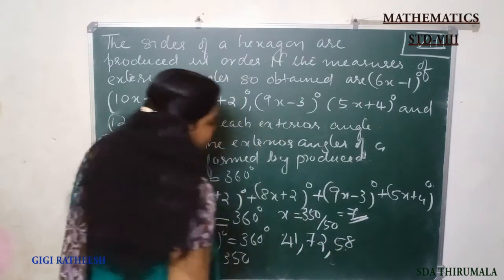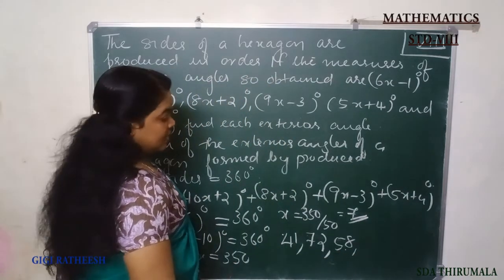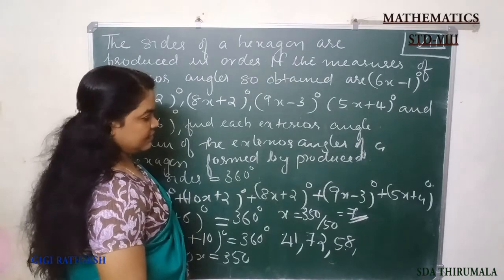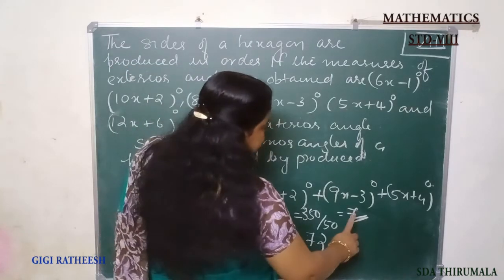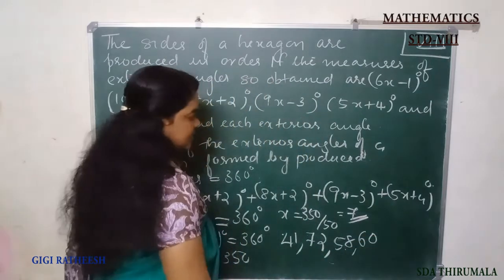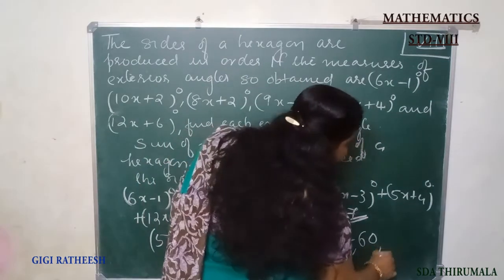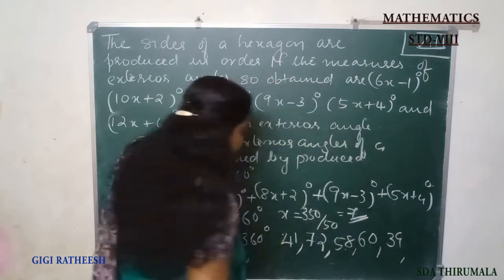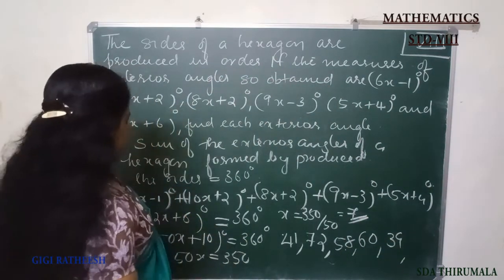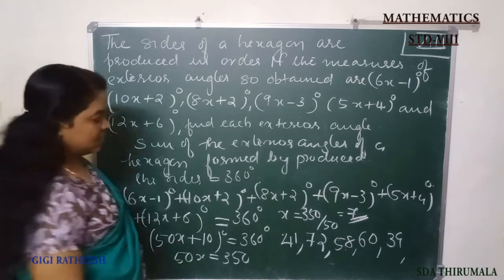56 plus 2, 58. And then 9 into 7 minus 3 is equal to 63 minus 3, that is 60. And then 5 into 7 is 35 plus 4 is equal to 39. And the last one, 12 into 7 plus 6 is equal to 90.